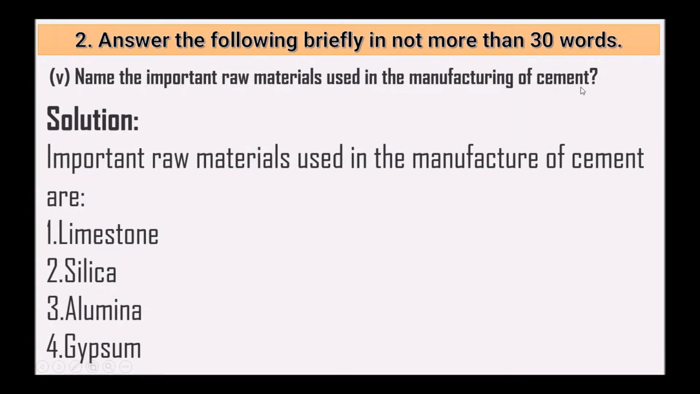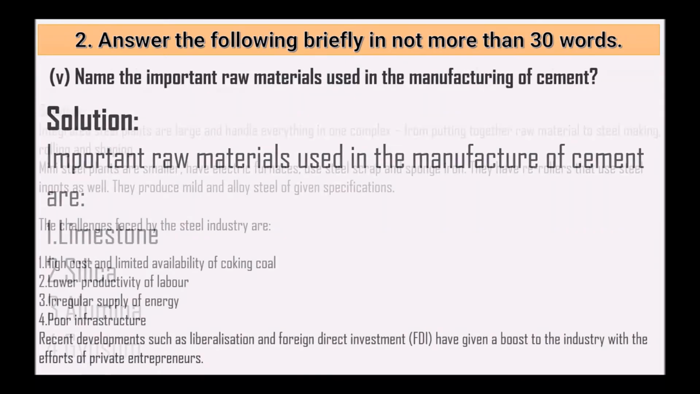Next, name the important raw materials used in the manufacturing of cement. The important raw materials used in the manufacture of cement are limestone, silica, alumina, and gypsum.